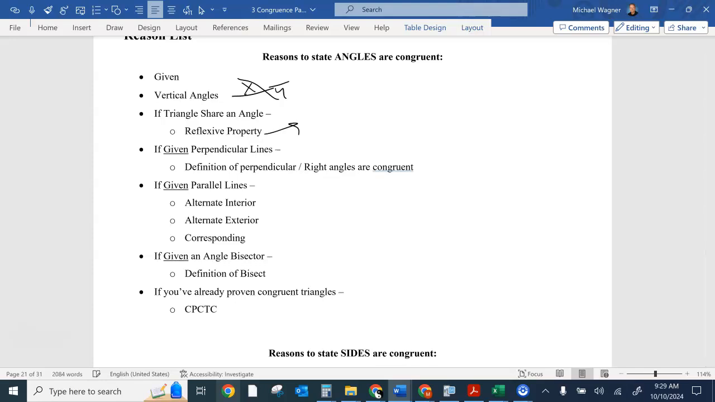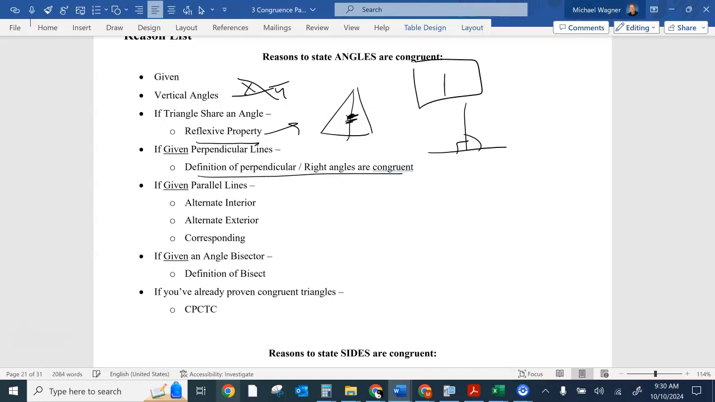Reflexive property. Okay, that was like this, right? If the two things are next to each other, then this one right here is going to be reflexive. Perpendicular lines. Okay, so right angles are congruent. If you got one that's 90, then you know that that's 90. So you would list this as your reason. See, these are the things you would put down in that flow chart, right? You'd write that in there, and that would be the reasons, right? That's how you do this.